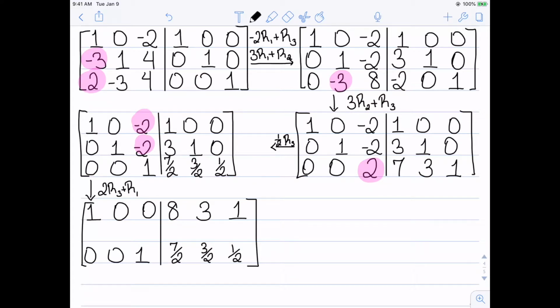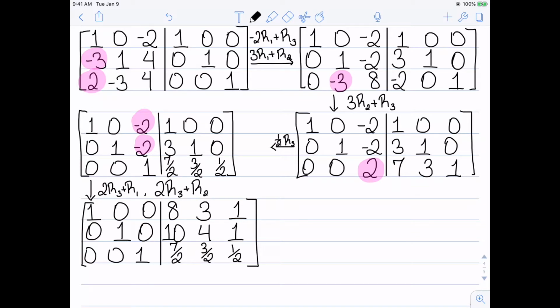I now need to do my second row. For that, I'm going to do 2 row 3 plus row 2. 2 times 0 is 0, plus 0 is 0. 2 times 0 is 0, plus 1 is 1. 2 times 1 is 2, minus 2 is 0. 2 times 7 over 2 is 7, plus 3 is 10. 2 times 3 over 2 is 3, plus 1 is 4. And 2 times 1/2 is 1, plus 0 is 1.